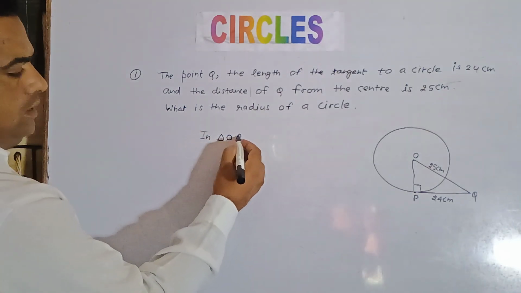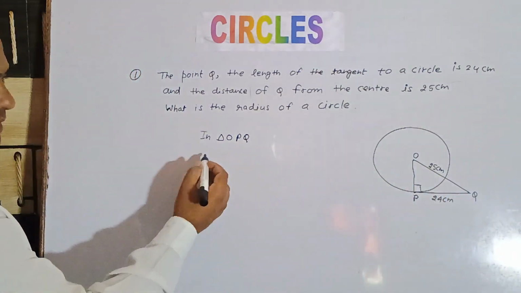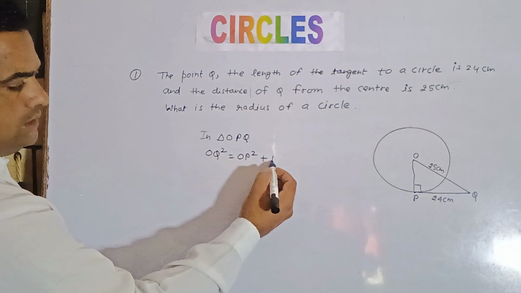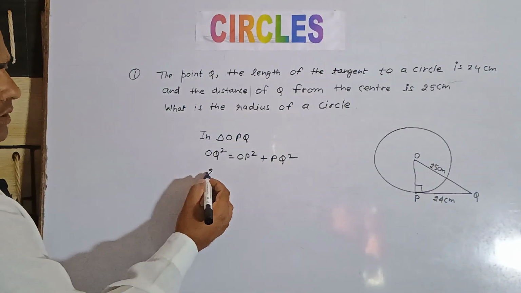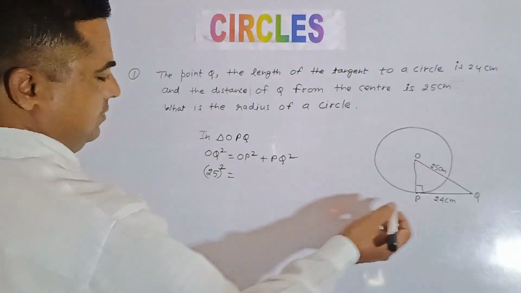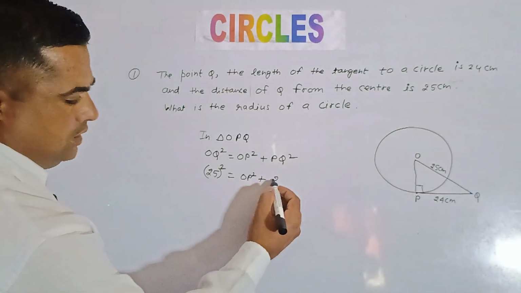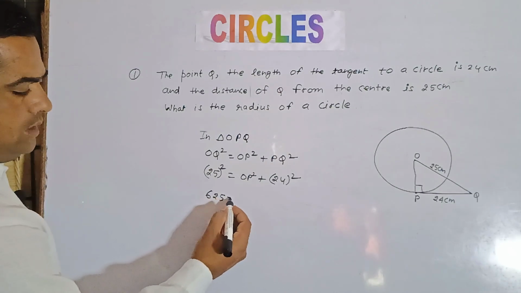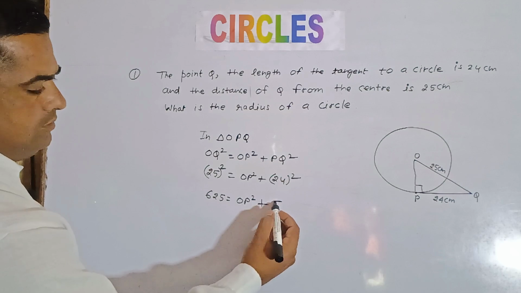In triangle OPQ, we know very well hypotenuse square equals perpendicular square plus base square. So you can write here, OQ square equals OP square plus PQ square. Students, what is the value of OQ? This is 25 centimeters, so we are putting 25 here. And we have to find OP square plus, what is the value of PQ? This is 24, whole square. So the square of 25 is 625, equals OP square plus the value of 24 square, this is 576.